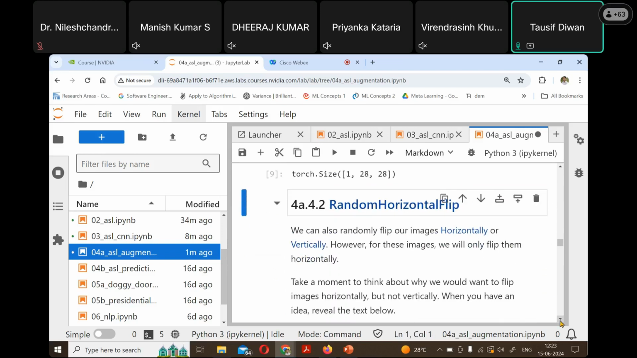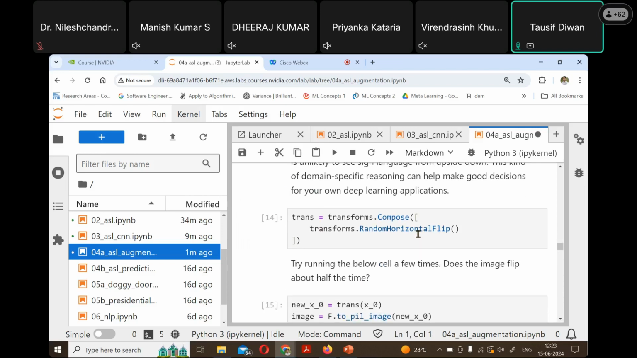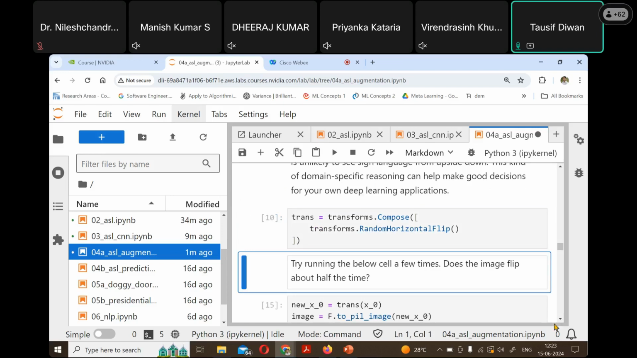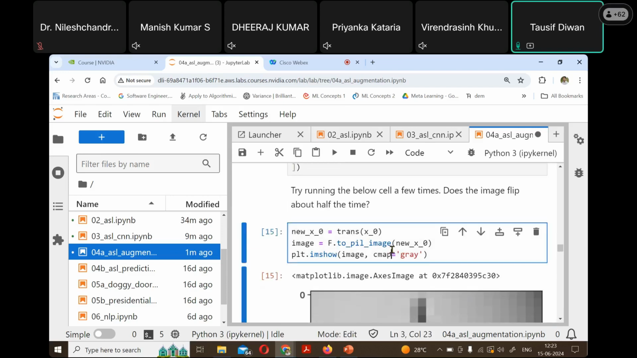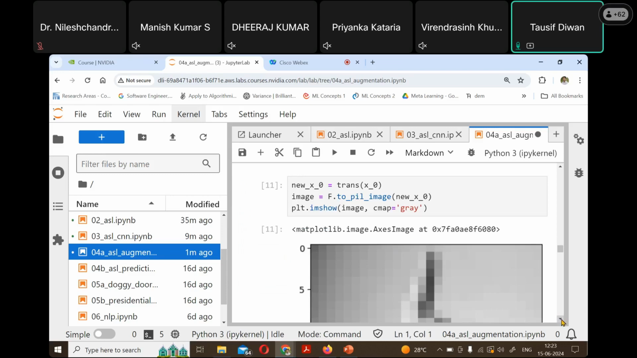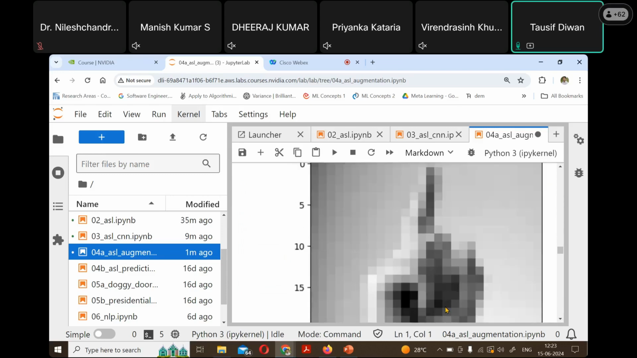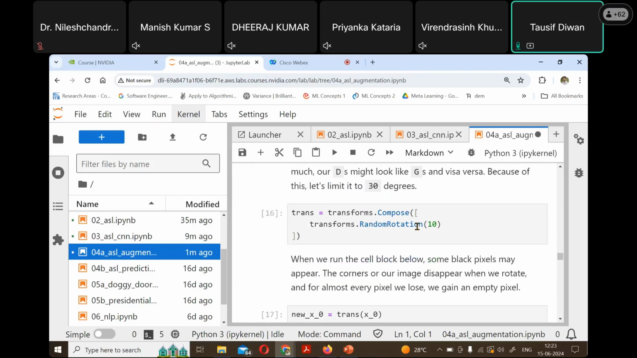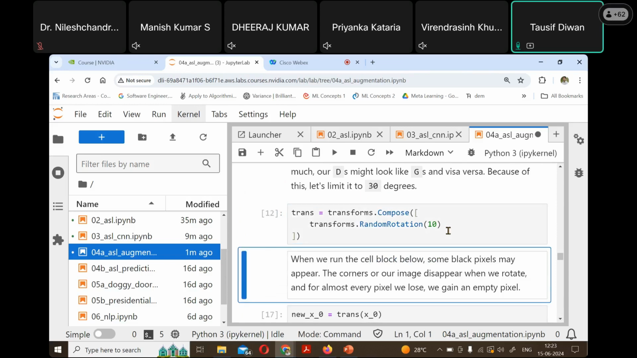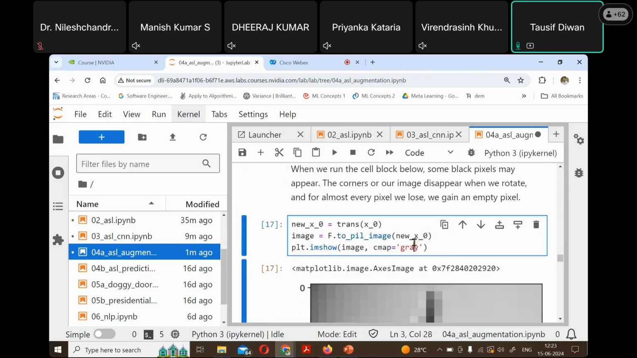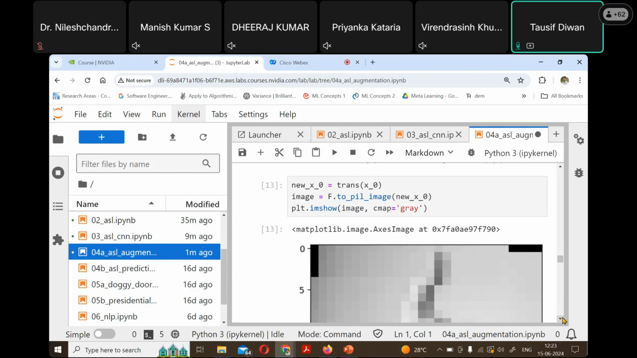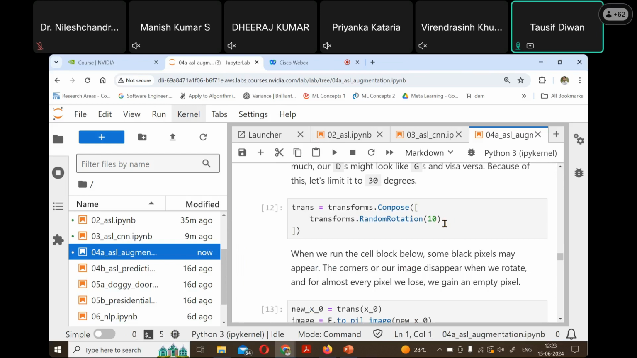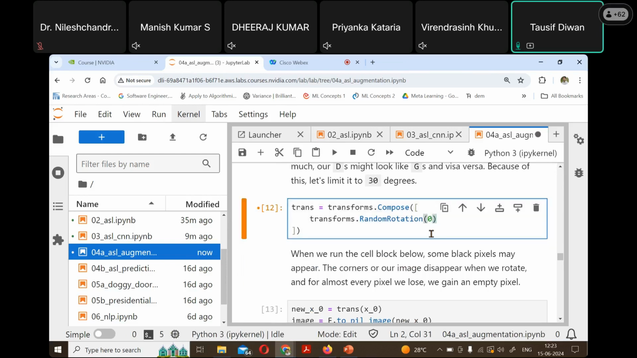Now horizontal flip. First of all, we need to compose this transform, then perform the horizontal flip. When we print it, the image looks like this. Then random rotation, which is 10 degrees. Now we perform this random rotation. Just check whether it is shifted slightly, by 10 degrees. We can also increase the degree to 50.